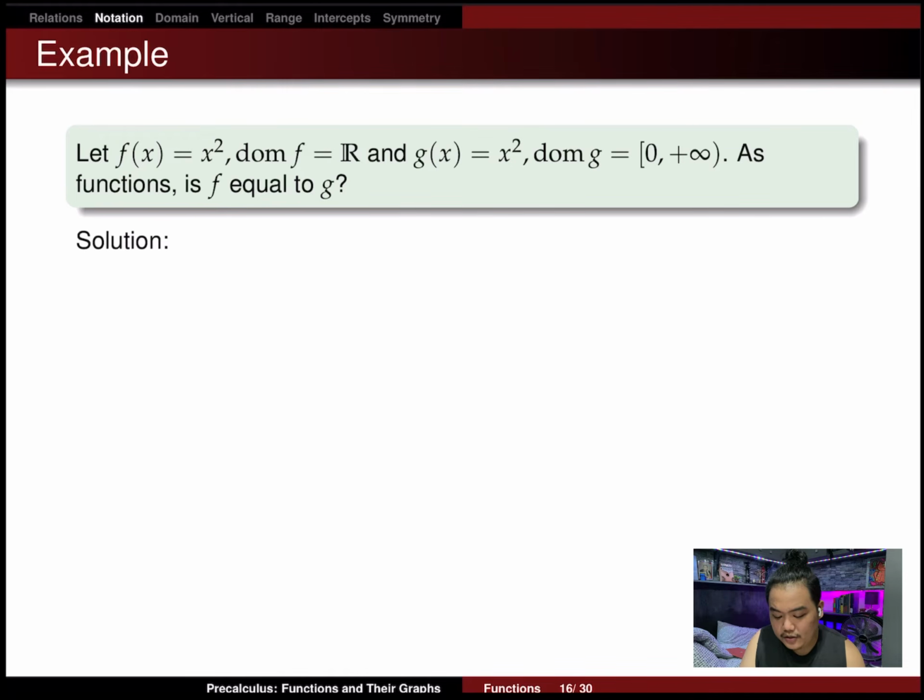Okay. So, ito, ang question dito, are these two functions equal? So, when do we know that two functions are equal? Okay. So, ito yung note ko dyan. Let f and g be functions. So, we say that f and g are the same.